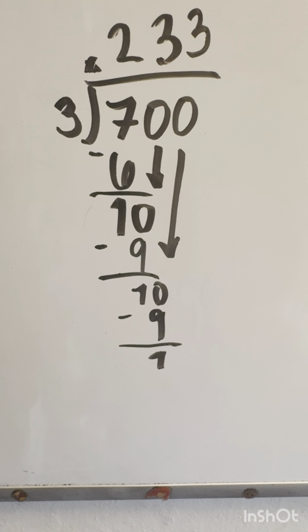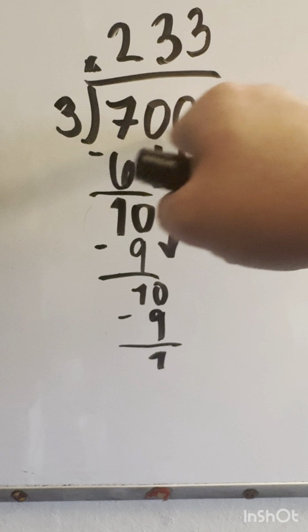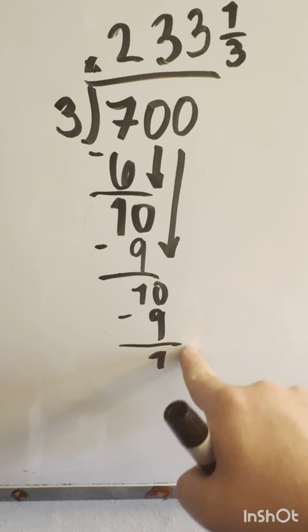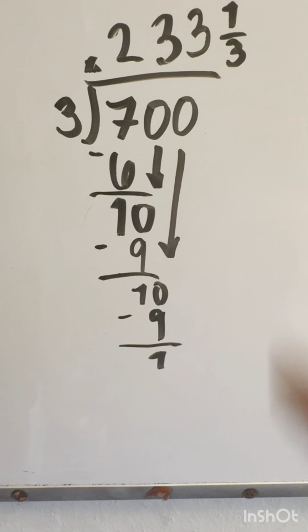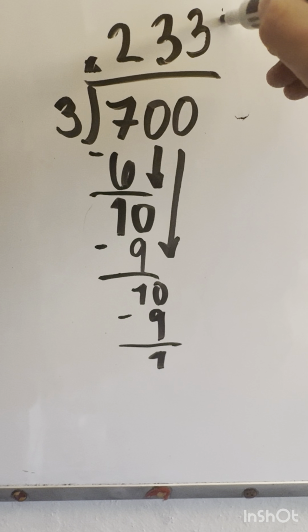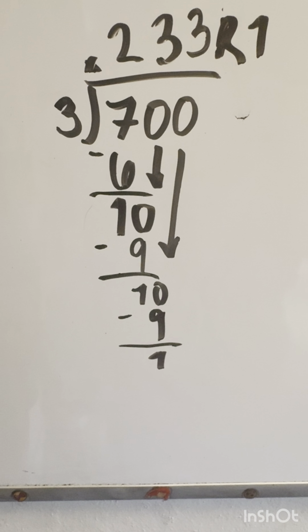Well, we can do one of 3 things. We can say that 700 divided by 3 is 233 and 1/3, the remainder over 3. Or we could say that it's 233 remainder 1.